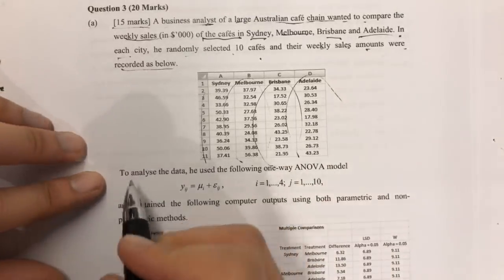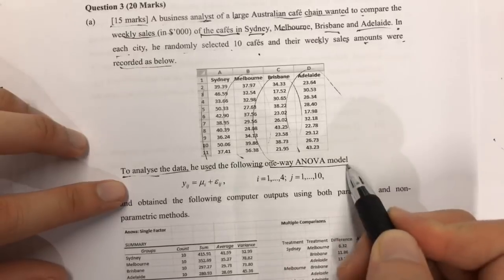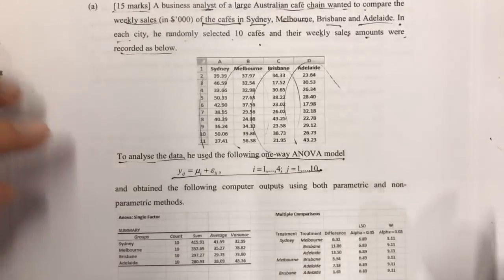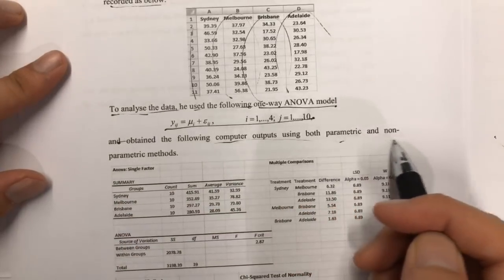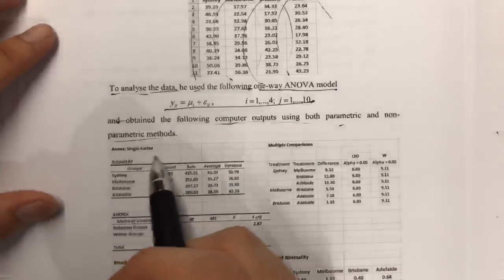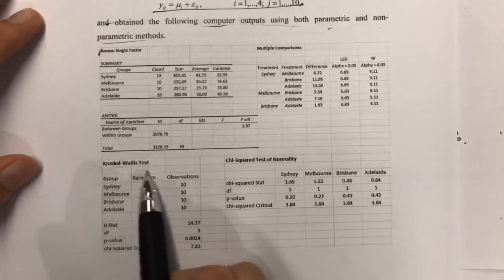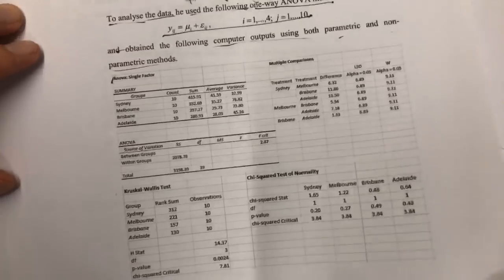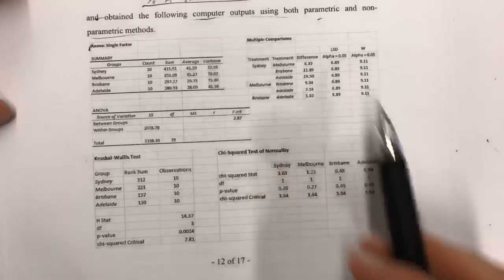Okay. Then, to analyze the data, he used the following one-way ANOVA model. So this is just our one-way ANOVA model, and obtained the following computer outputs using both parametric and non-parametric methods. So for the parametric test, it should be the ANOVA test, and for the non-parametric, it should be the Kruskal-Wallis test, right? Okay. Now let's look at the questions. So all of those are the Excel outputs. So let's see the questions.